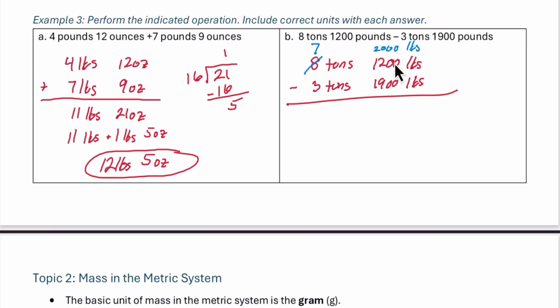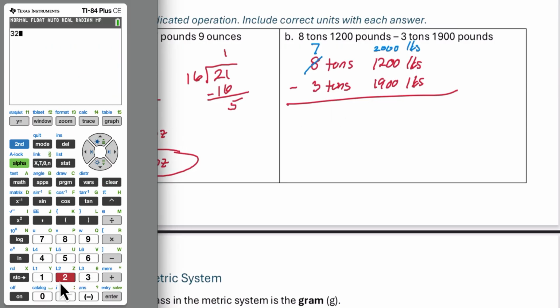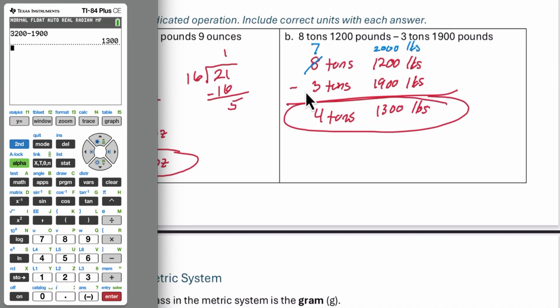3,200 minus 1,900 is 1,300 pounds. And we have 7 minus 3, that is 4 tons. So we have 4 tons and 1,300 pounds.